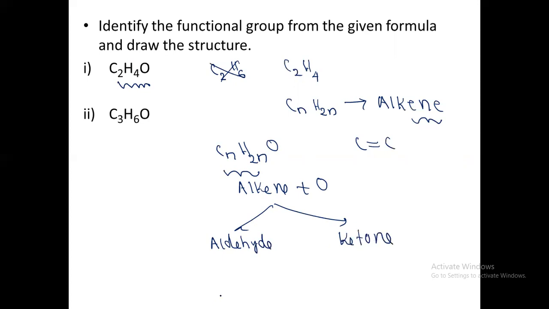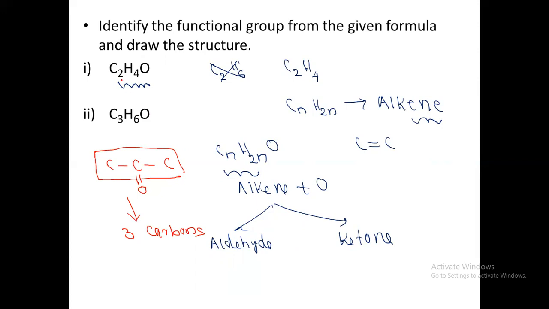There are two possibilities: the functional group can be an aldehyde or a ketone. Now, how do we decide whether it is an aldehyde or a ketone? Suppose here it is given 2 carbons. The functional group of a ketone is C double bond O, and the remaining 2 valencies should be carbon for a ketone. So the simplest ketone always contains 3 carbons. Always remember, the simplest ketone contains 3 carbons. There is no ketone with 1 carbon or 2 carbons, but you have aldehydes with 1 carbon and 2 carbons.